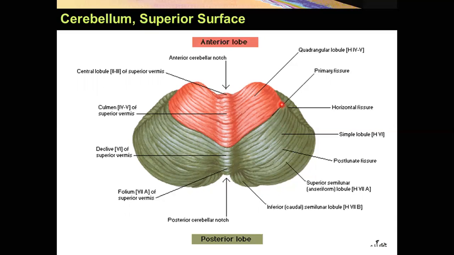Now, there are some very prominent fissures that separate the cerebellar lobules. One of them is the primary fissure. Look at this one. This is the primary fissure. This primary fissure separates the anterior lobe from the posterior lobe. And there is another fissure, the horizontal or transverse fissure, that is this post-lunate fissure.